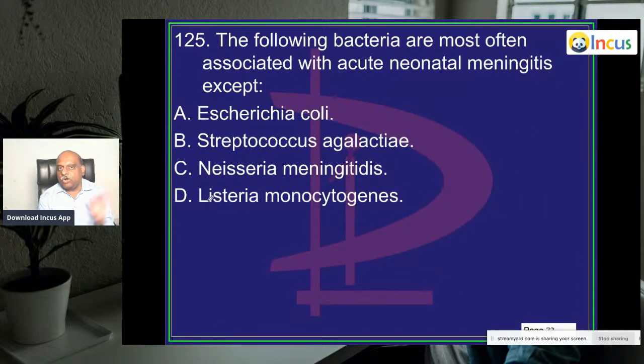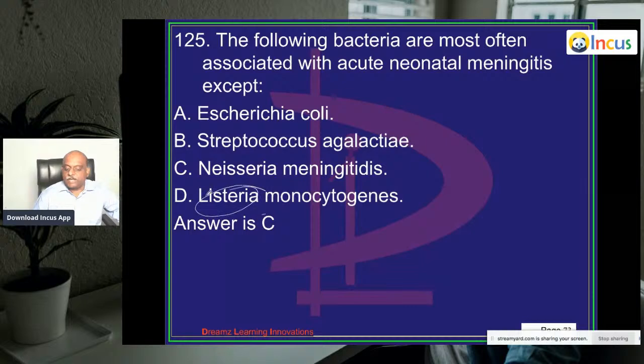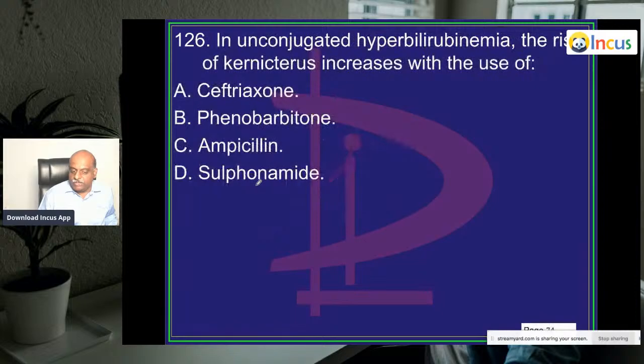So now, which bacteria are often associated with neonatal meningitis? E. coli, Streptococcus agalactiae, Listeria, just as we have seen before. They're all associated with acute neonatal meningitis.